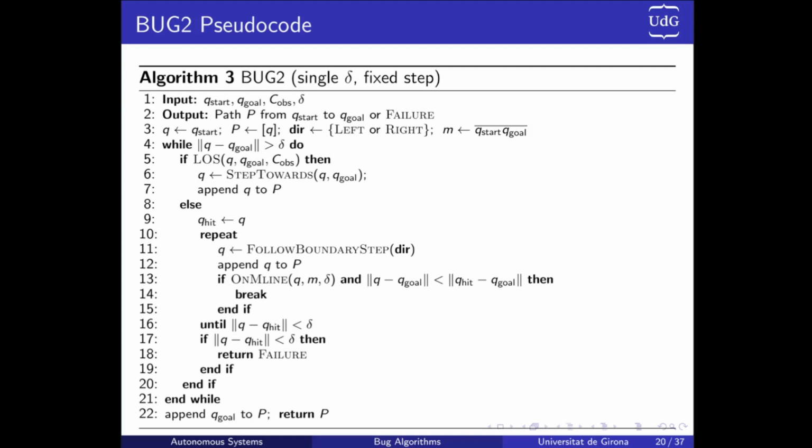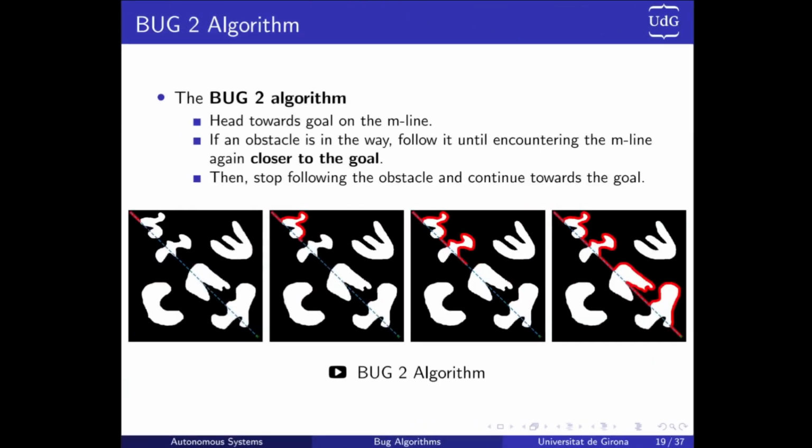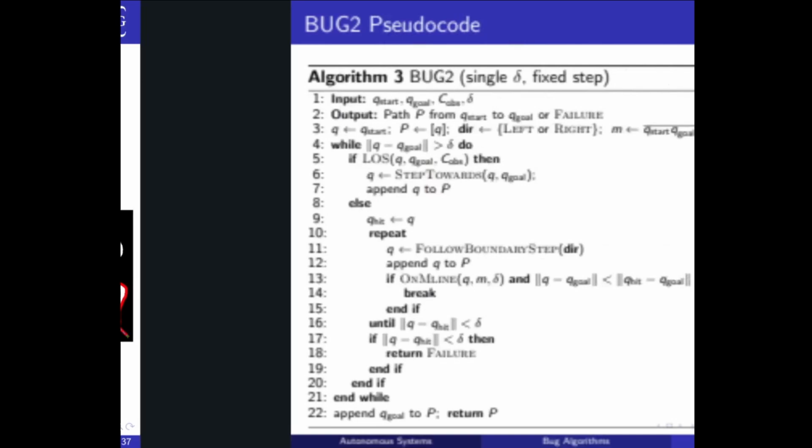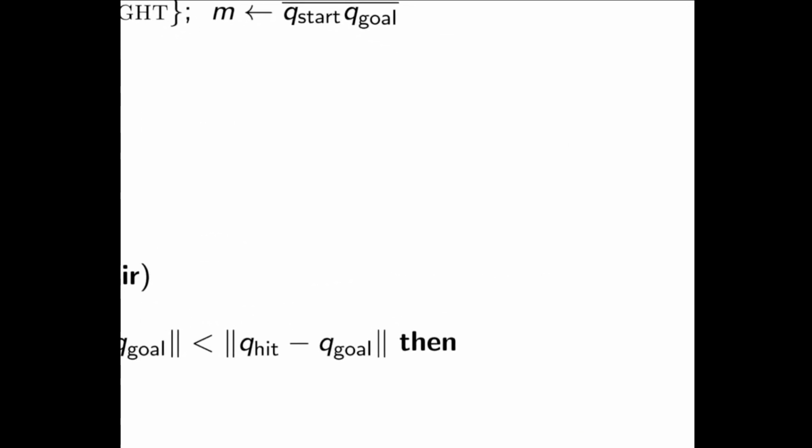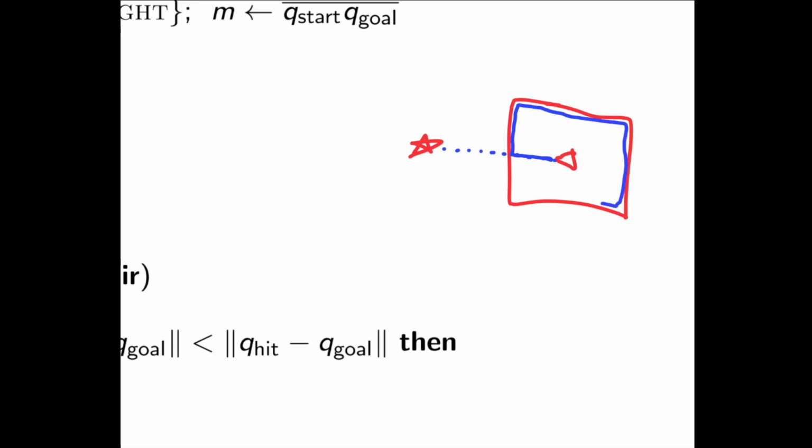If we reach the hit position again, it is a failure. What this means is that, imagine that for any reason we have not found a way. Let me try to draw something here. We are inside the box and we want to reach this point, and then we just go here. This is our M line. We start following the M line, then we reach the hit position, and we follow the boundary.